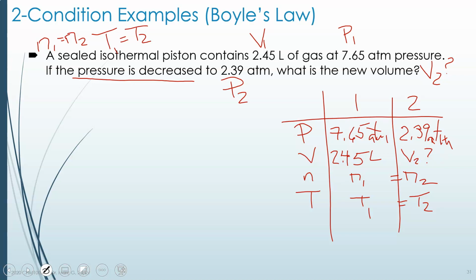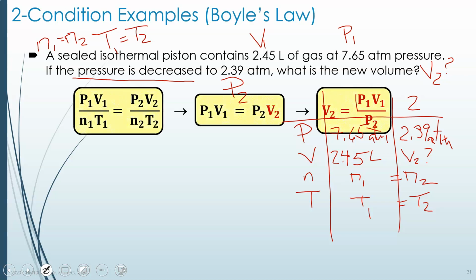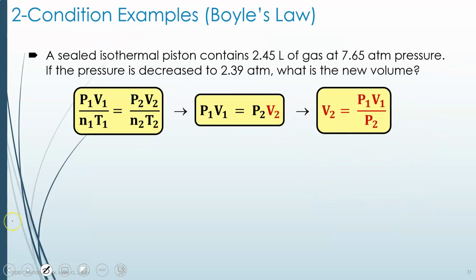Now you can jump right to Boyle's equation, that's fine, or we can start with what we always start a two-condition problem with, and that is our ideal gas law written as a two-condition problem. We cancel out the n's and the t's on both sides, and we're left with Boyle's law. And I'm going to clear the notes that I've written here.